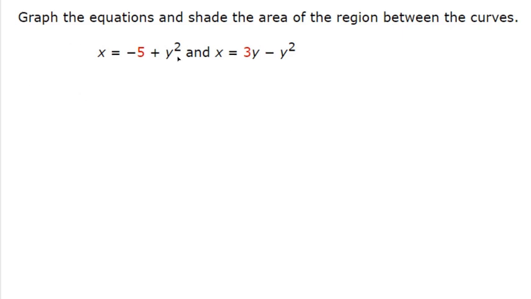So the other instructions, I think, are to find the area of the region between these curves. To graph these, you could switch it and make it y equals -5 plus x squared and y equals 3x minus x squared, and graph it like normal parabolas, and then you just want to rotate your graph 90 degrees because it's just x and y have been switched. Or you can graph them really quick using Desmos.